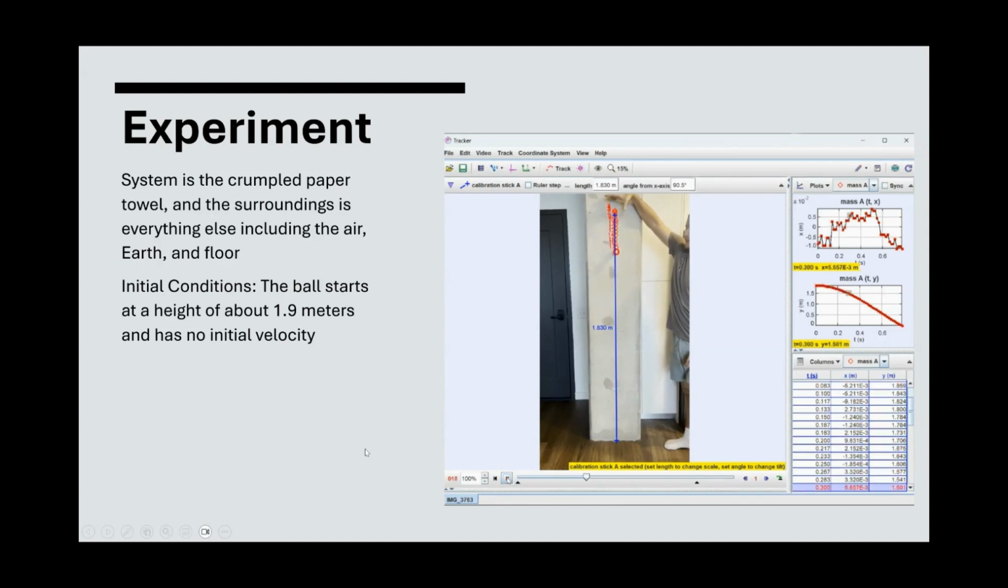And here we see the drop, and it's just modeled in Tracker going down. And early on, you can even see how this graph slope begins to even out at the end. We'll get to that later.